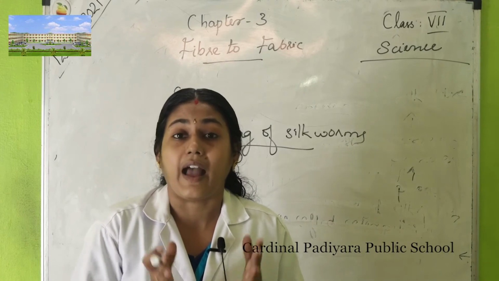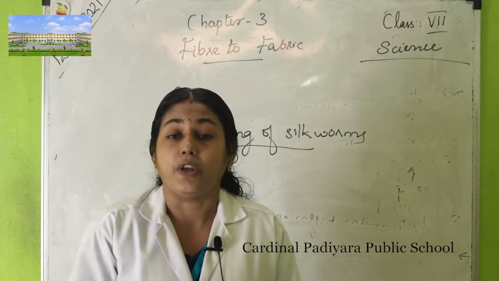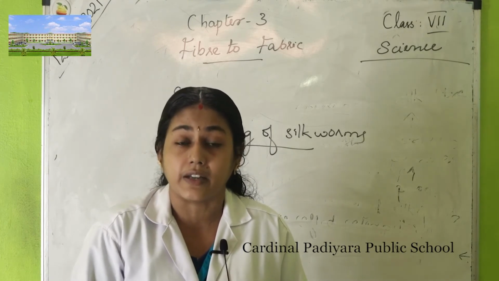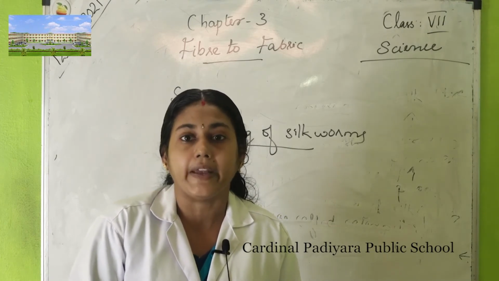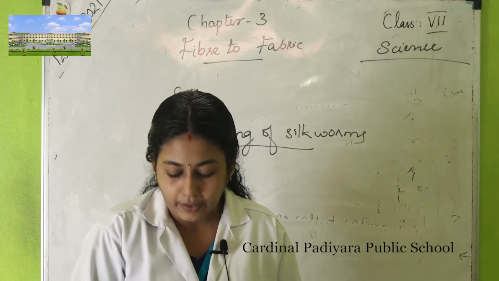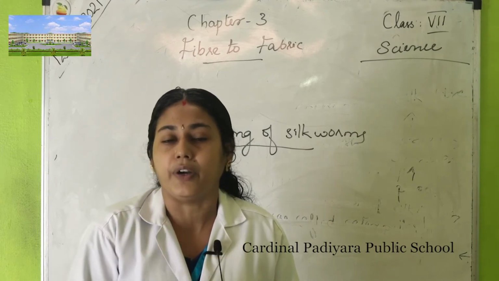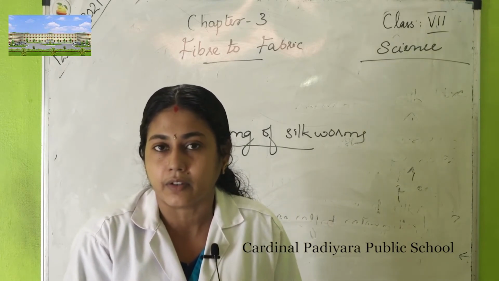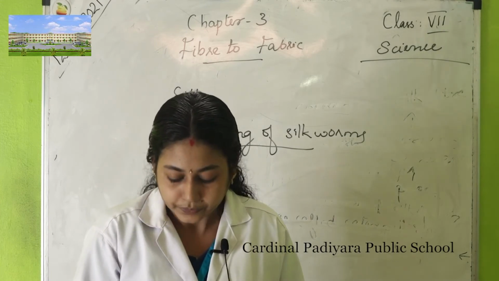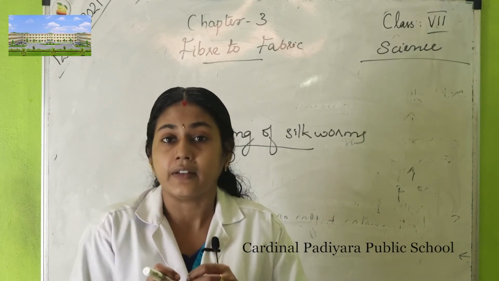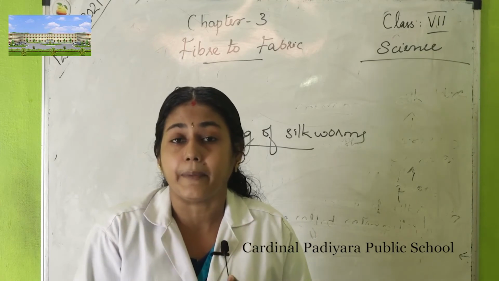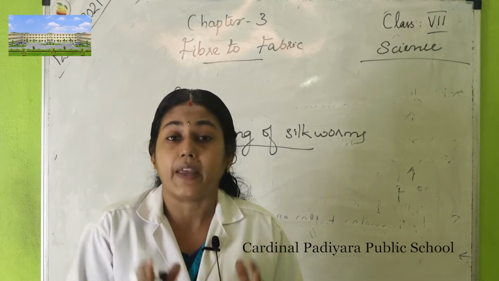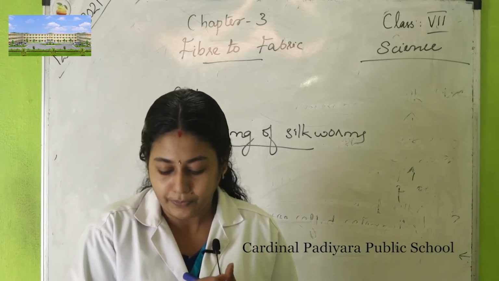The farmers hatch the eggs to produce the larvae at what condition? At a favorable condition. What is the condition? When the mulberry tree bears a fresh crop of leaves. The larvae need food. What will the larvae eat? The larvae will eat only fresh mulberry leaves. So these farmers hatch the eggs at a suitable temperature when the mulberry tree bears a fresh crop of leaves.